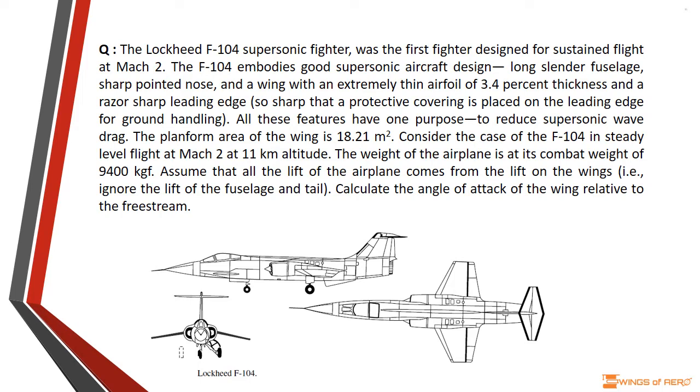The weight of the airplane is at its compact weight of 9,400 kg force. Assume that all the lift of the airplane comes from the lift on the wings, that is, ignore the lift of the fuselage and tail. Calculate the angle of attack of the wing relative to the free stream.